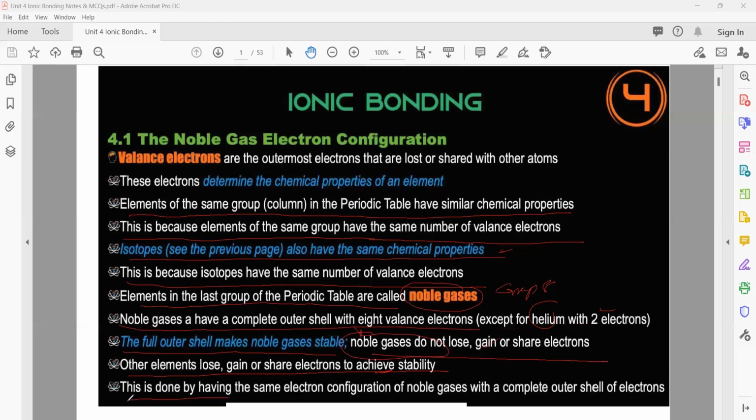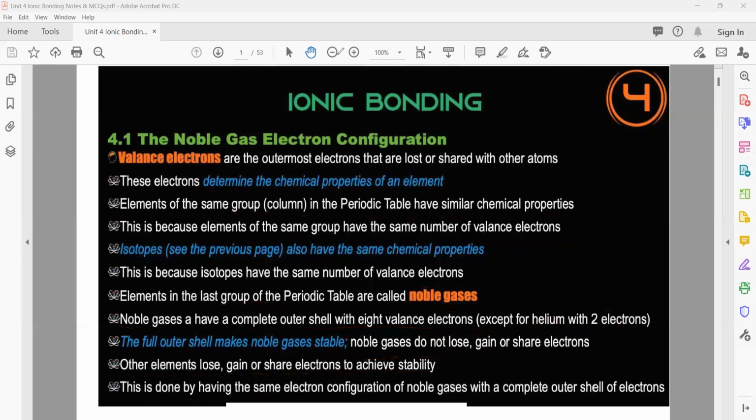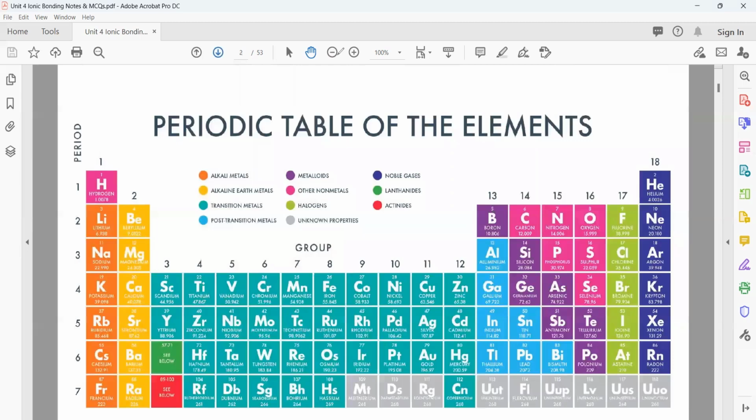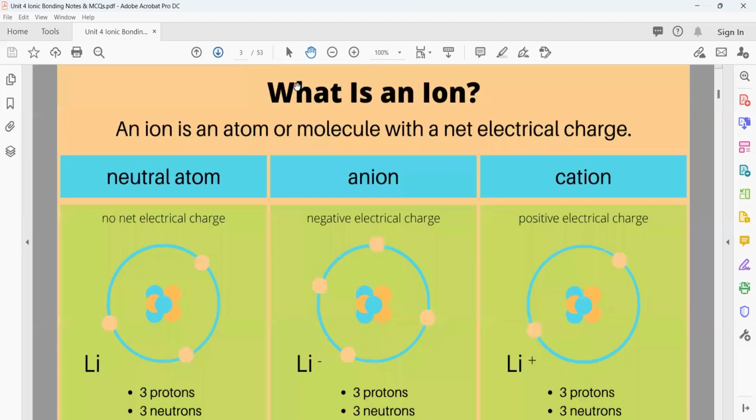So this is done by having the same electron configuration as the noble gases, with a complete outer shell. So how can an atom become stable? If it has a structure like the noble gases. And what is the structure of noble gases? Their last shell is always complete with electrons. So this is the basic information about ionic bonding. You can see the periodic table here, and after that we'll move to the next page.